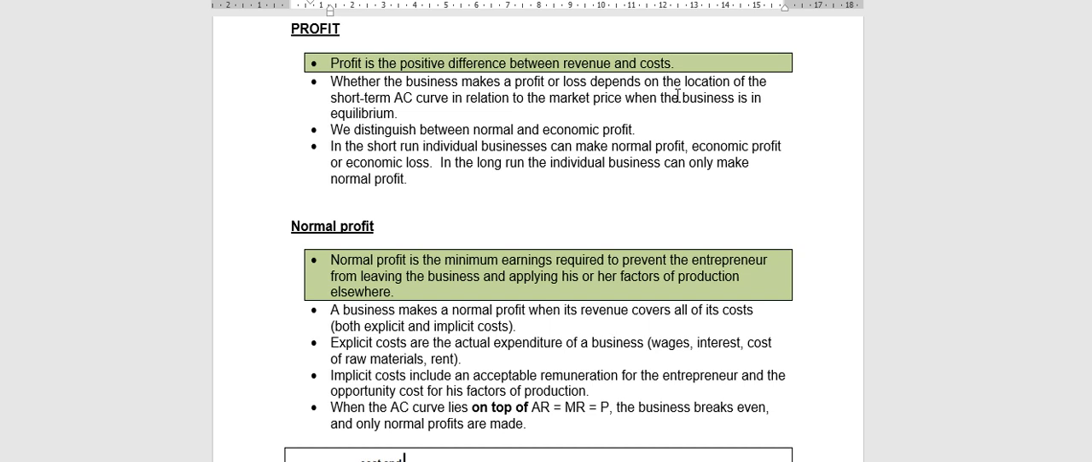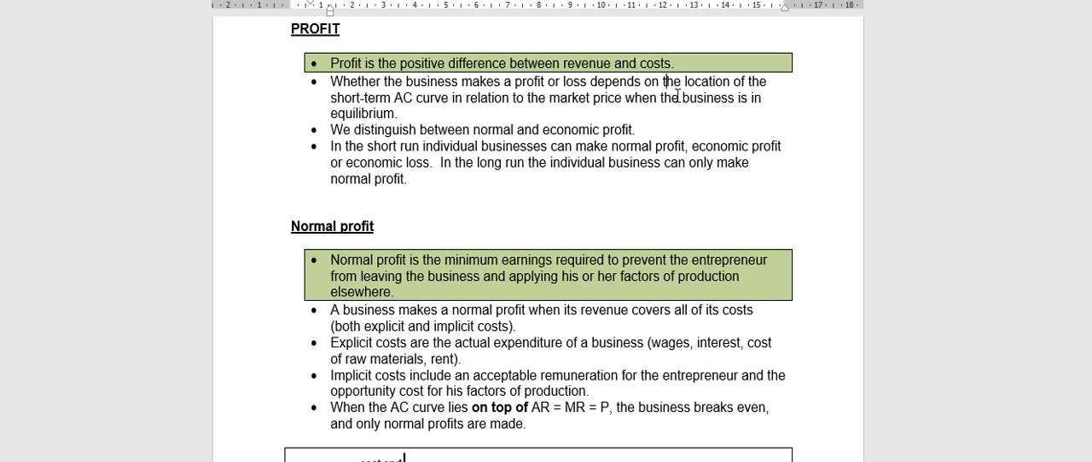So when we refer to profit, profit is the positive difference between revenue and costs. Okay, so obviously we take your total revenue minus your total cost to get the total profit, or we can also look at average revenue and average cost. Average revenue minus average cost gives you the profit or the loss per unit, per article that you are selling.